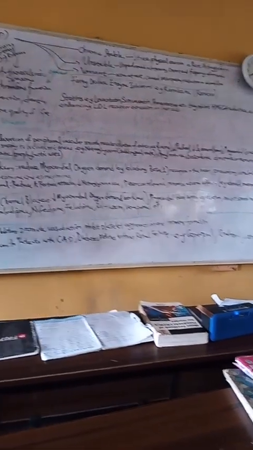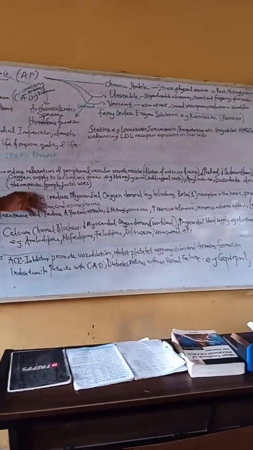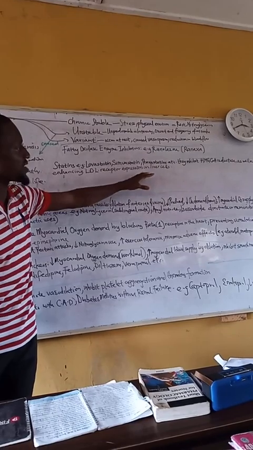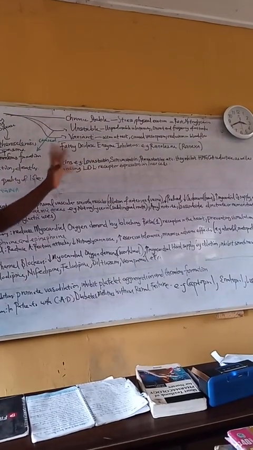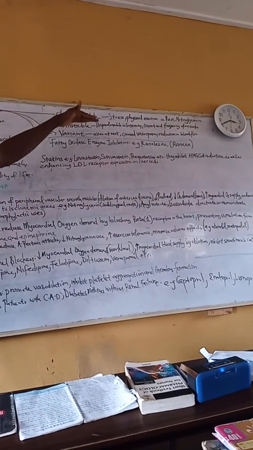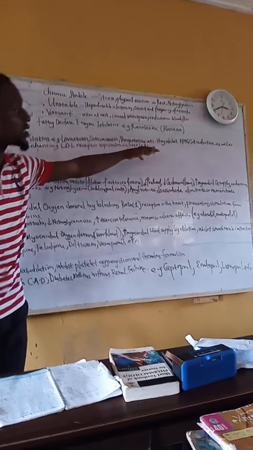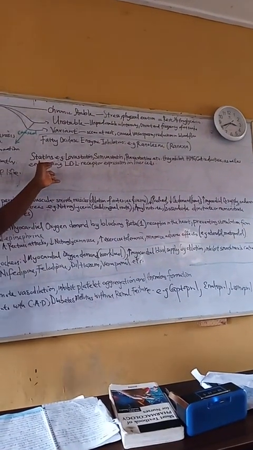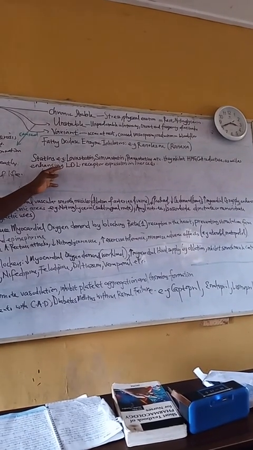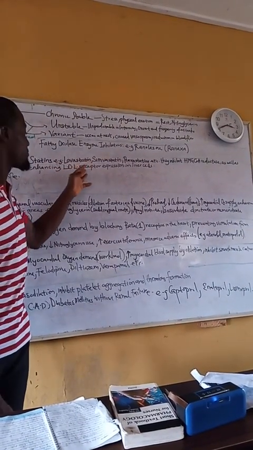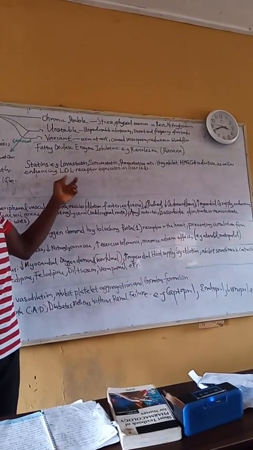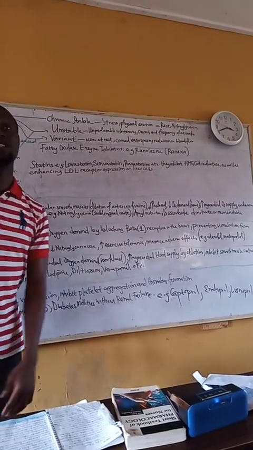Now, after these four classes, we have the statins, e.g. lovastatin, simvastatin, pravastatin, etc. What do they do? They inhibit HMG-CoA reductase. They also enhance the expression of LDL receptors on liver cells.